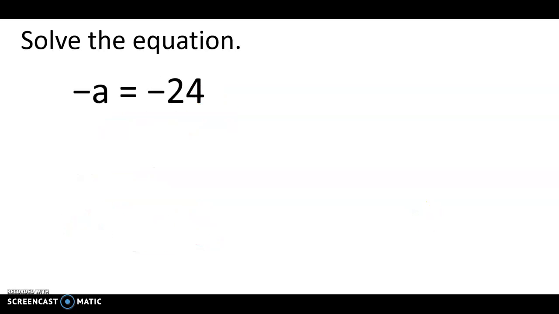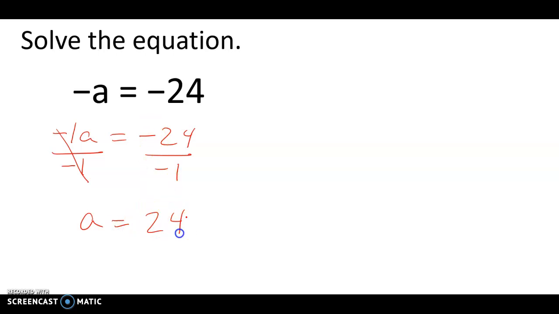Now this one, you have -a equals -24. Remember that -a is like -1a equals -24. So to get that a all by itself, we want to get rid of the -1. So we're going to just divide both sides by -1. That way you get a equals +24. So remember, whenever you're solving for a variable, you don't want to have a negative for the variable. So divide by -1 to both sides.